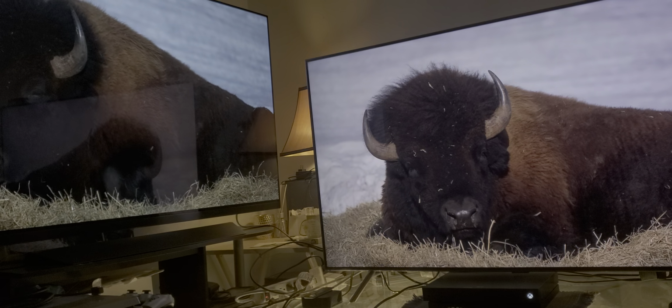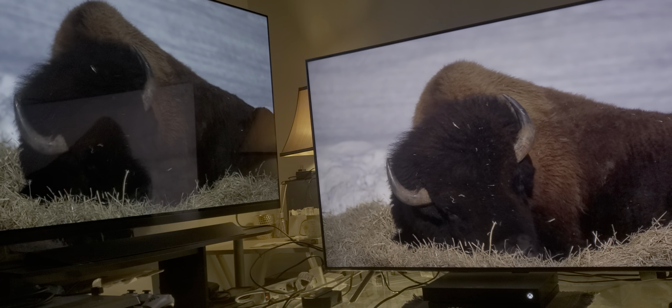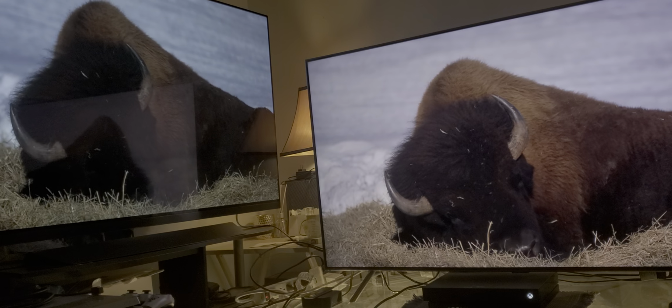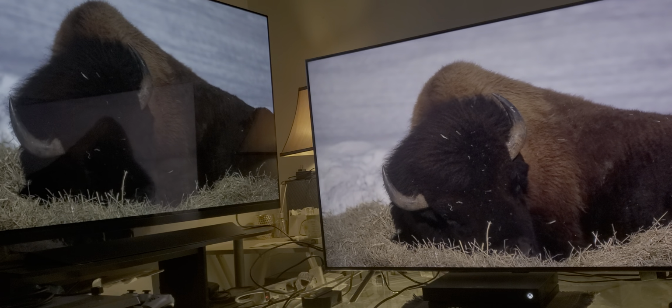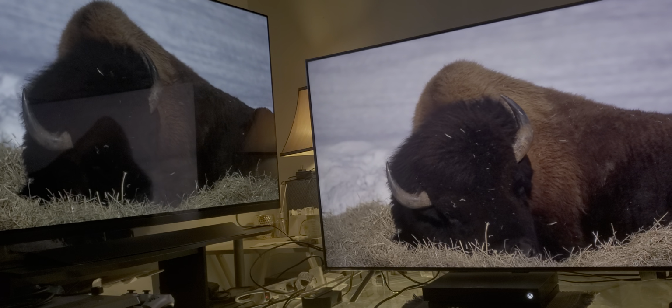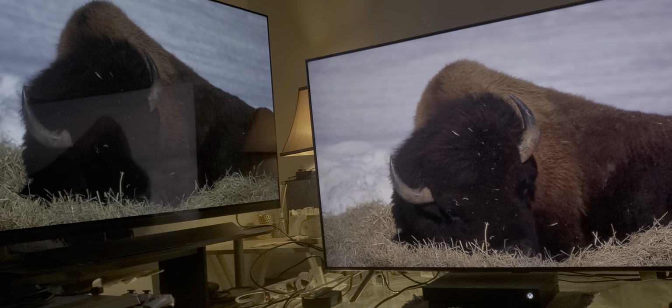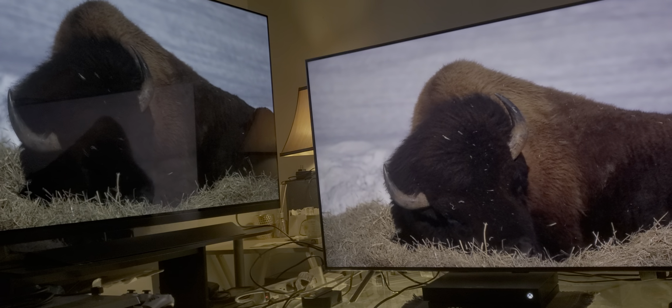However, you have to remember that there's some stuff that's going to be missing on that QLED. You're not going to have Dolby Vision. You're not going to have Technicolor HDR. You know, there's some stuff that's going to be missing.